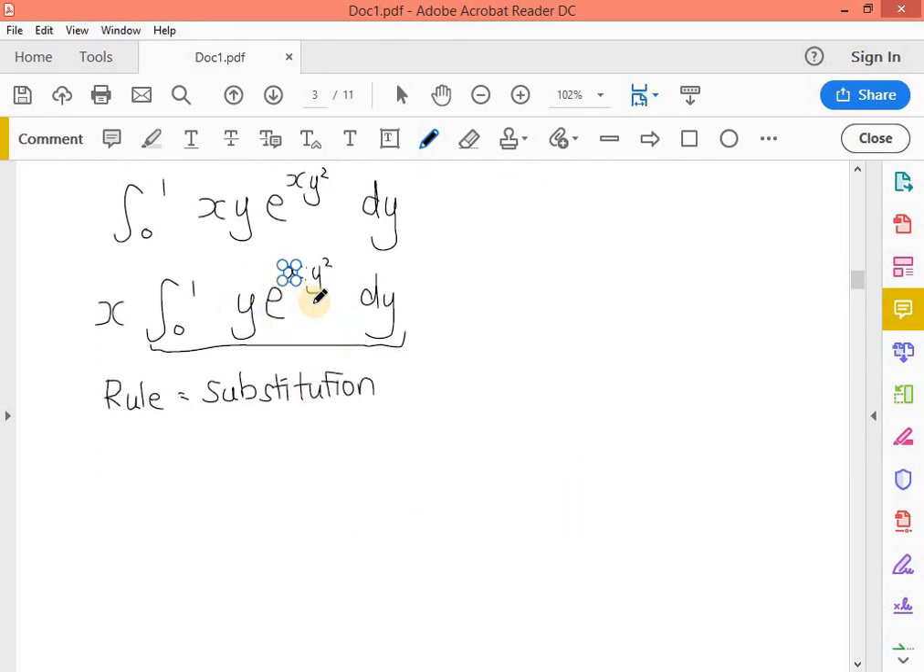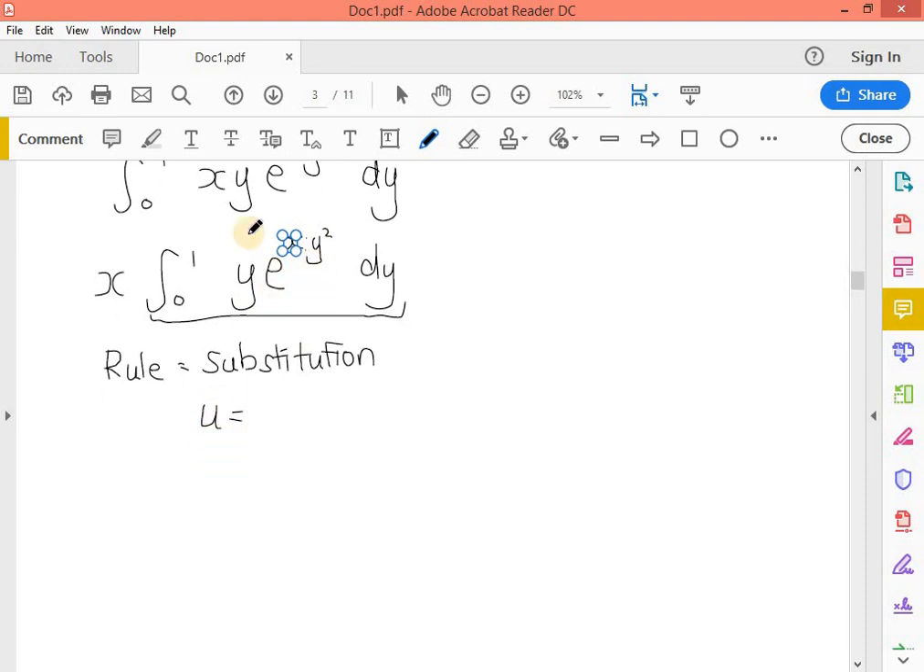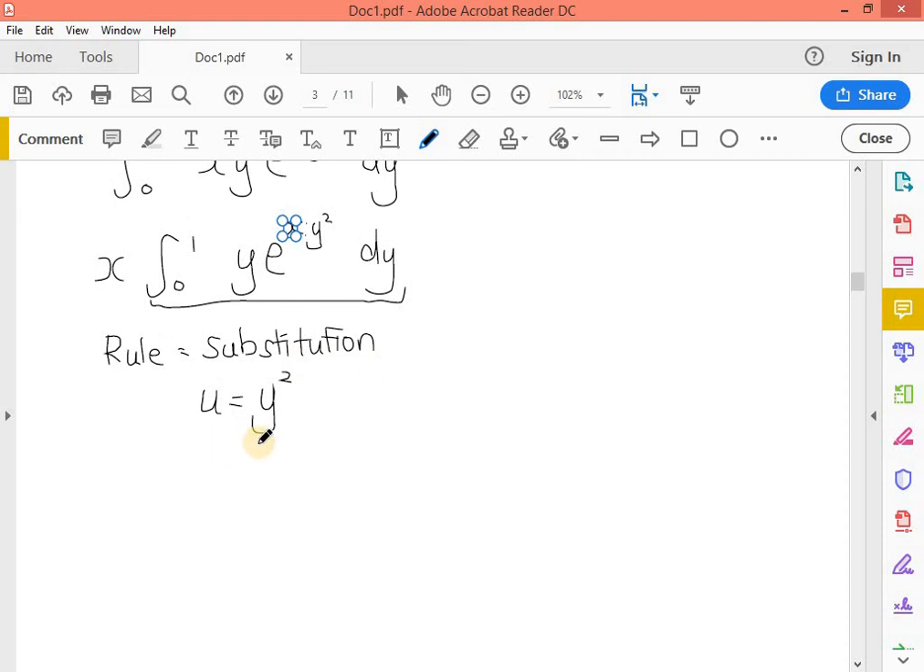Substitution means we have to replace the variable y with another parameter u. So in this case, I assume my u to be y squared. This y squared, I will substitute it with u. And then here I have to perform a simple differentiation in order to find du/dy. Later I will show you why I need to perform the differentiation. So when I perform the differentiation, I will get 2y.